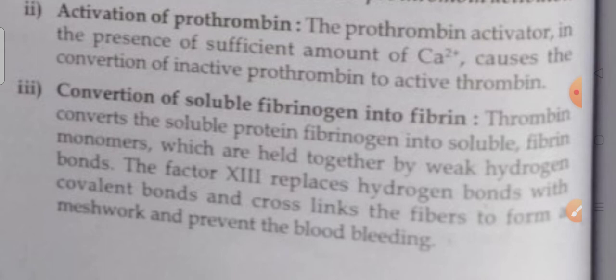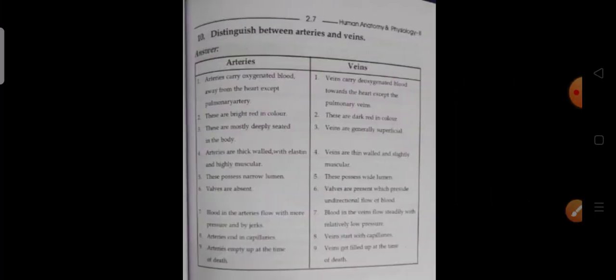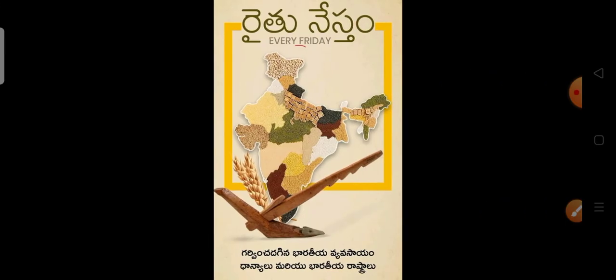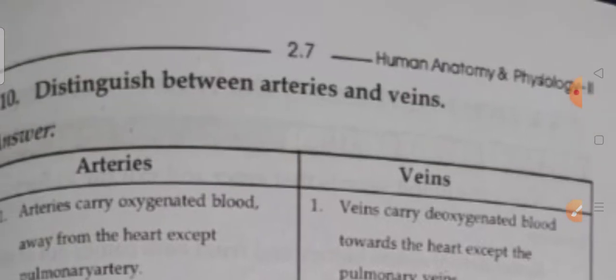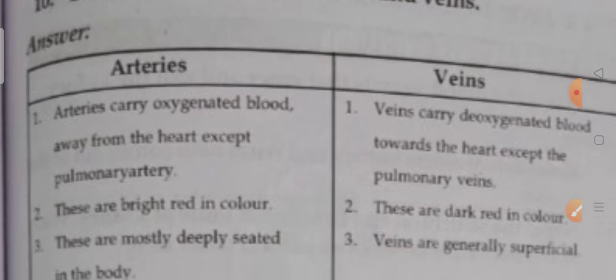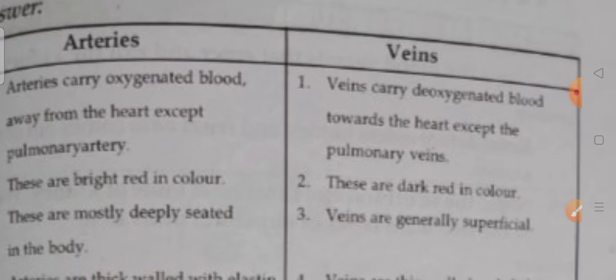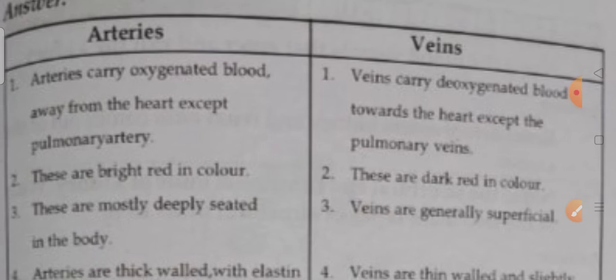Is it clear? Okay. Next is the distinction between arteries and veins. Arteries always carry oxygenated blood from the heart to the parts of the body. Veins carry deoxygenated blood from the parts of the body towards the heart.